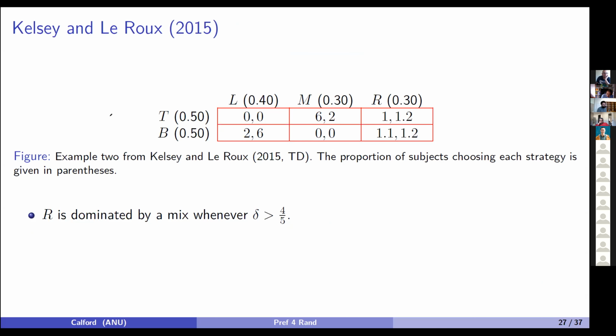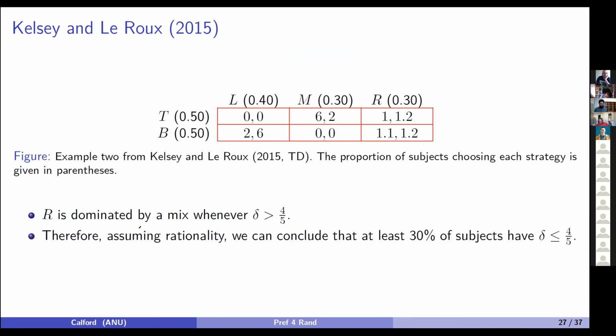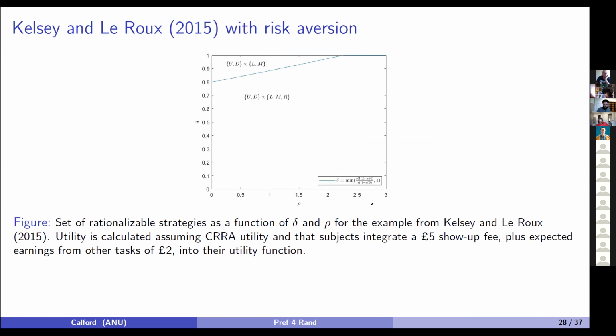Similarly, there's a paper from David Kelsey and Sarah LaRue that does a very similar thing to my paper. They use a variation of the Battle of the Sexes game with a safe strategy. In their case, R is dominated by a mix whenever delta is greater than 4/5. They see 30% of people playing R, so we can conclude that at least 30% of subjects have delta less than 4/5. This is the same number as we had before, which is a little remarkable.